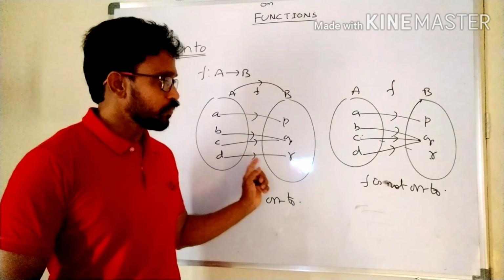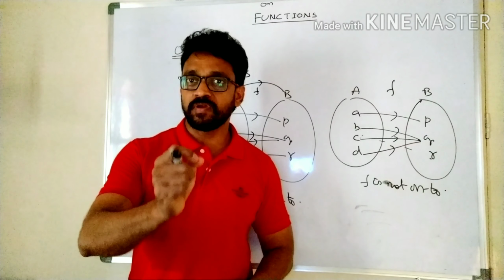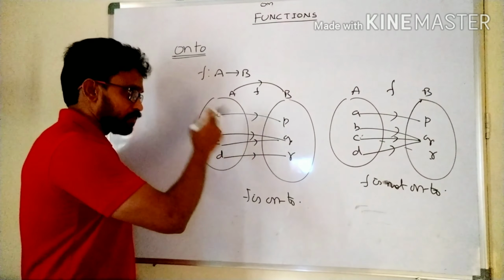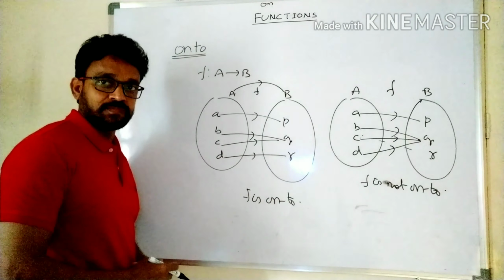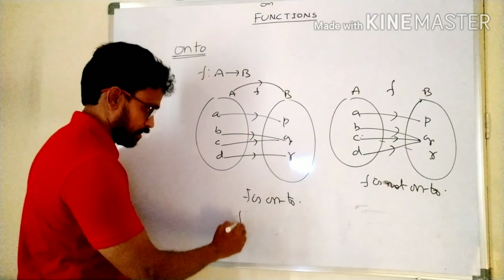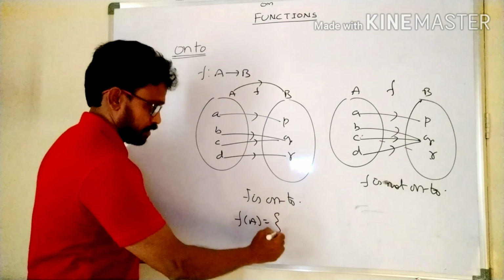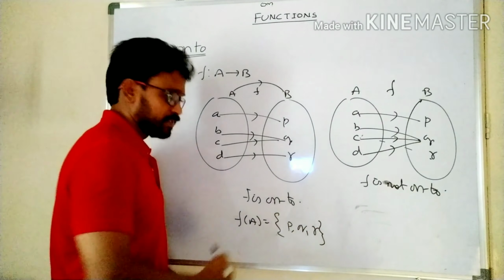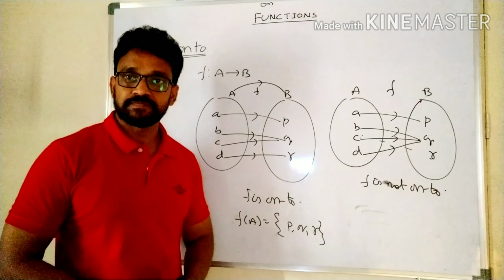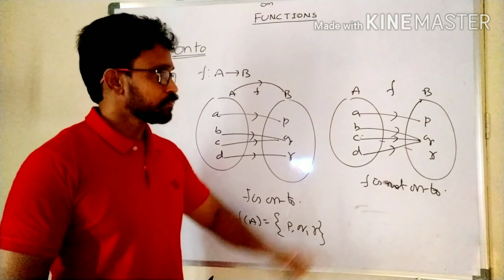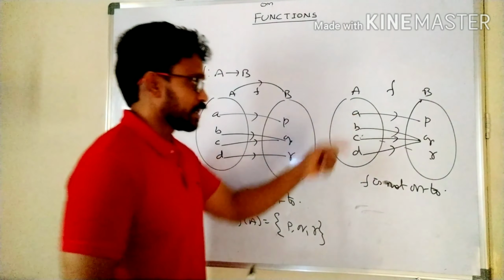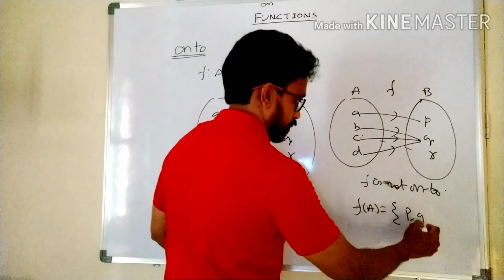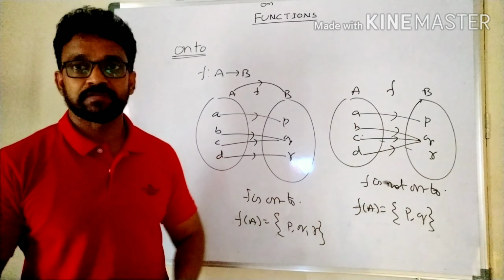Clear? Now from these two examples, one more important observing point. What about the range of the first function? Very clear. f of A is equal to the set of p, q, r. This is the range of this function. Again, the range of the second example is the set of p comma q. This is the range of this function.